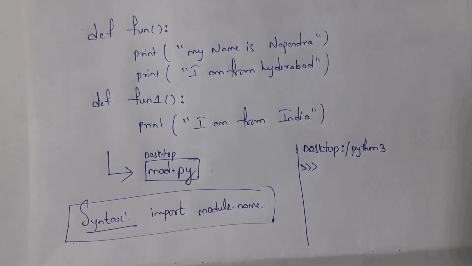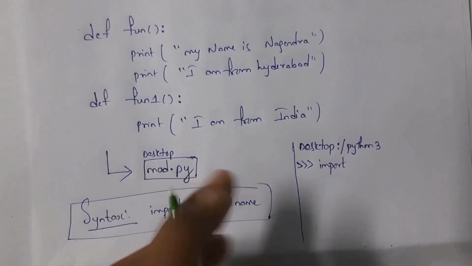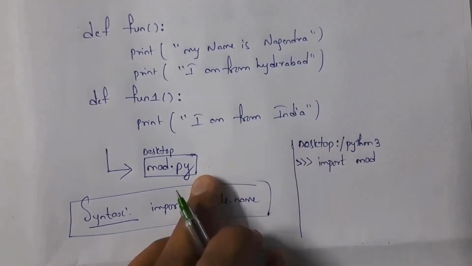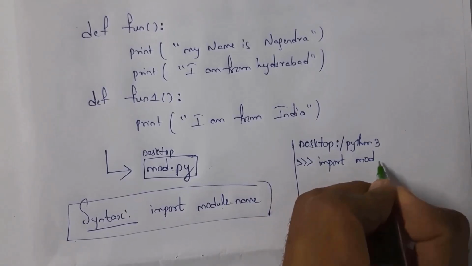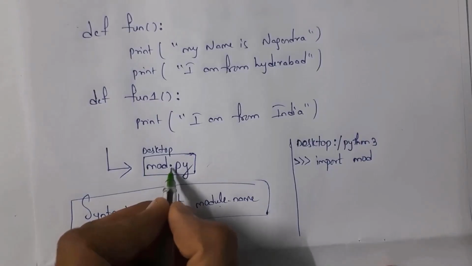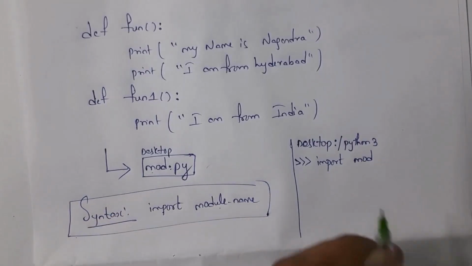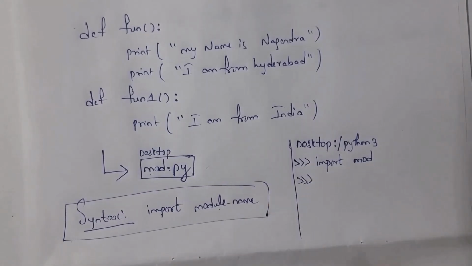Now inside this Python you need to write import. This module name is mod.py, so just write mod. Guys, don't write mod.py, just write mod. That's it, so I have written import mod. Whenever you write .py, it will display an error, so avoid .py and write mod. Whenever you click enter, it will open this module.